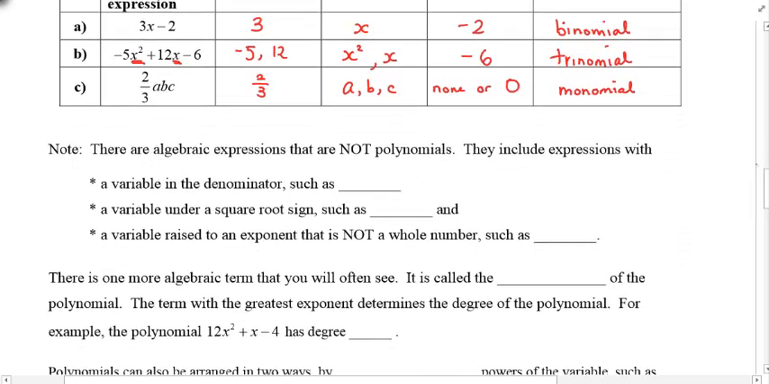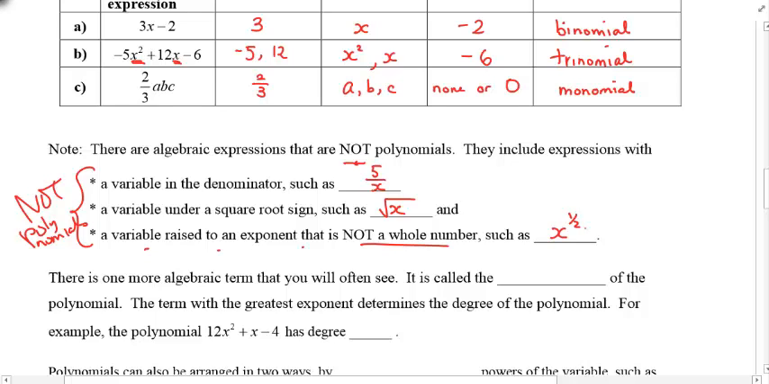Now, there are algebraic expressions that are not polynomials, okay? So these examples are not polynomials. And those are the ones where the variable is in the denominator. So if I gave you 5 over x, that's not a polynomial. A variable under the square root sign, something like this, root x, not a polynomial. A variable raised to an exponent that is not a whole number. So if I wrote down x to the power of 1/2, not a whole number. Therefore, not a polynomial. Okay?